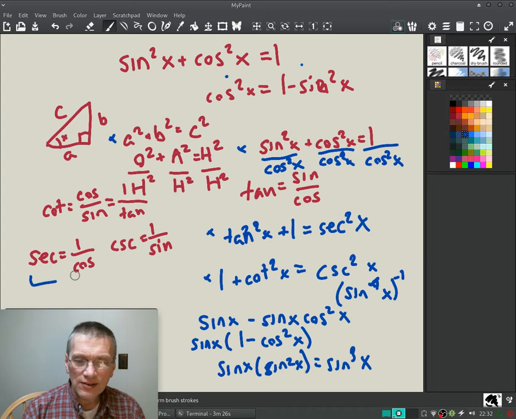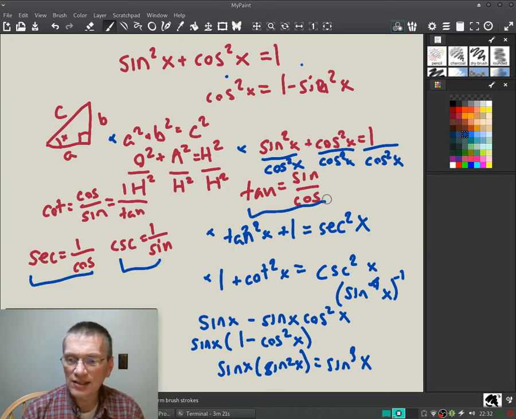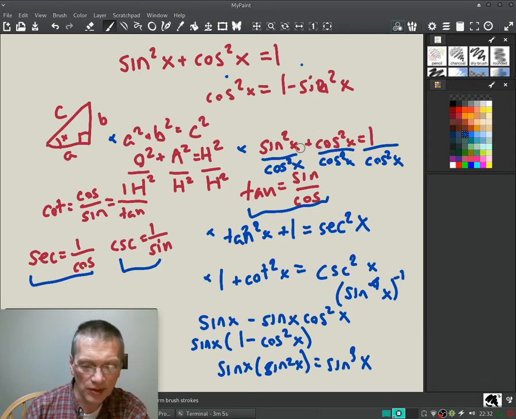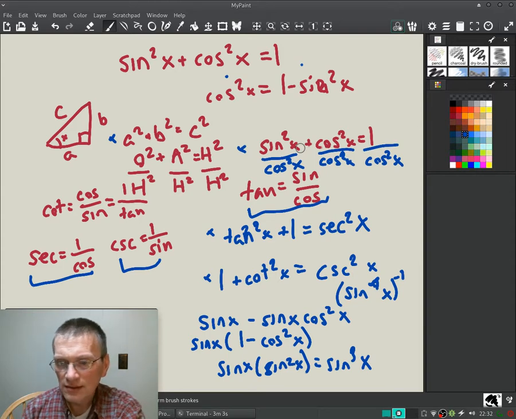These are the other pieces of the puzzle that put sine, cosine, and tangent together. I'll give you a hint. It's often easier just to change everything to sine and cosine and see if things disappear. And then switch sine squareds to 1 minus cosine squared. See if it makes things easier. Maybe try and switch to one kind.